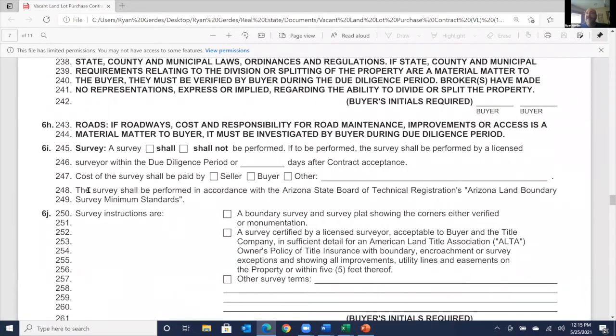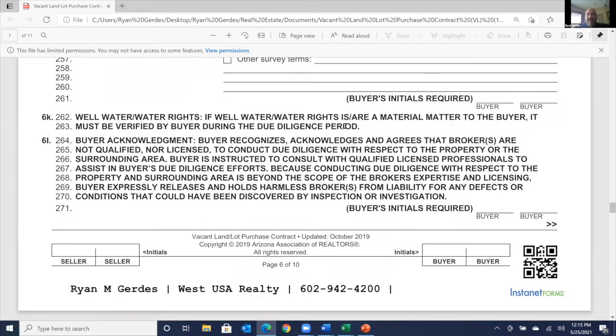Surveys, if you intend to build on a piece of vacant land, chances are you are going to want to get some type of a survey. More often than not, we see a boundary survey and a survey plat map showing just the corners. If you have any intent to do any subdividing or anything that's a little bit beyond what the current zoning dictates, you're probably going to want to get something that's a little bit more in depth from a licensed surveyor. But this is the section that you'll be determining all that information. Well water rights. Buyer, it is up to you to make sure that the well water is sufficient for your intent. Buyer acknowledgement. Again, these are all in bold print, so please read through this.